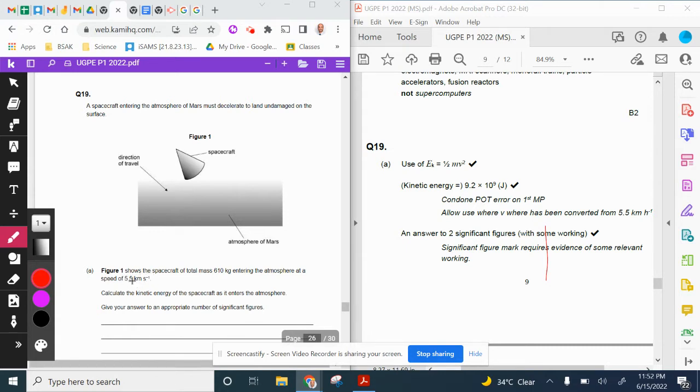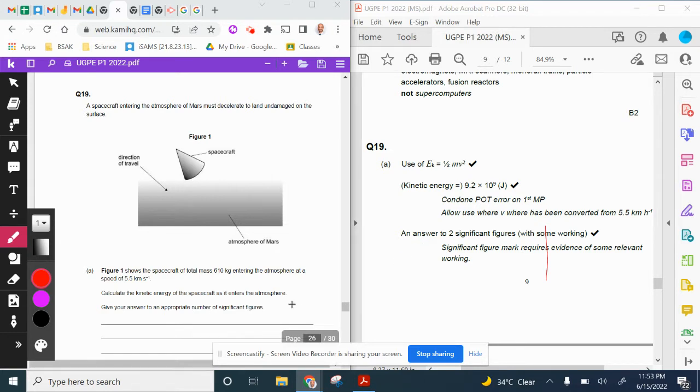Now you have to watch out here. Speed is in kilometers per second. So that's 5,500 meters per second. And you put that into the formula of a half mv squared. So it's a half multiplied by 610 multiplied by 5,500 squared. And that should give you an answer of 9.2 times 10 to the power of 9 joules of energy.